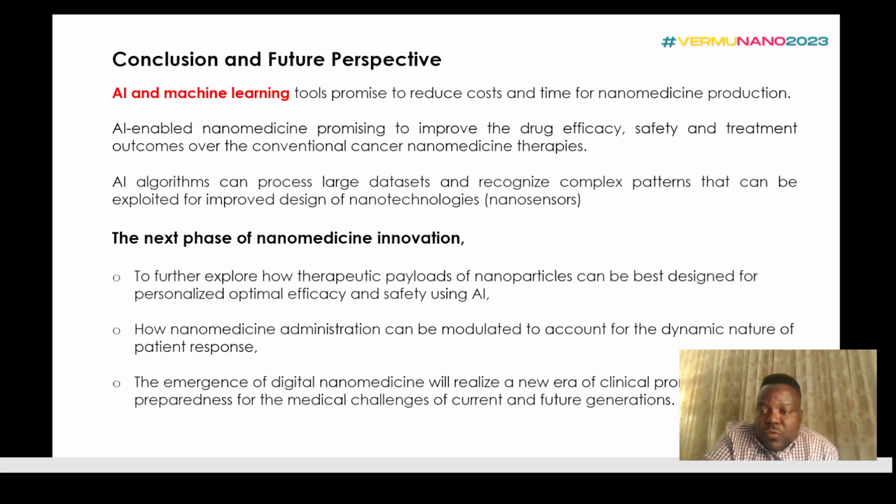Also, one thing about AI is that algorithms can process large databases and recognize complex patterns that can be exploited to improve the design of nanomedicines. For example, the use of nanosensors can play a role in predicting or identifying the patterns associated with these medications.